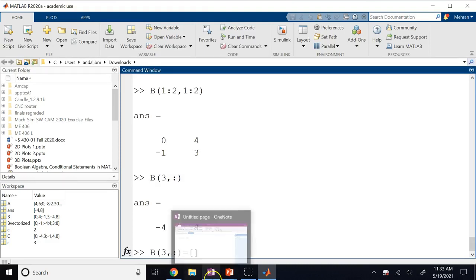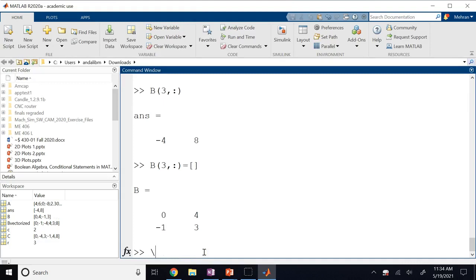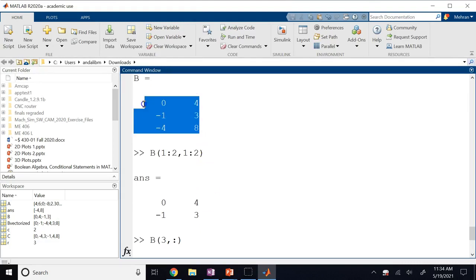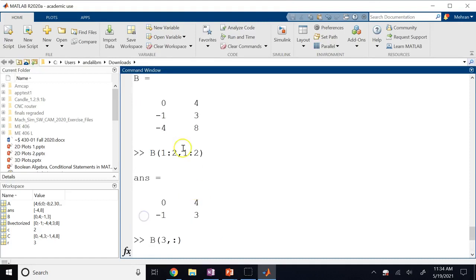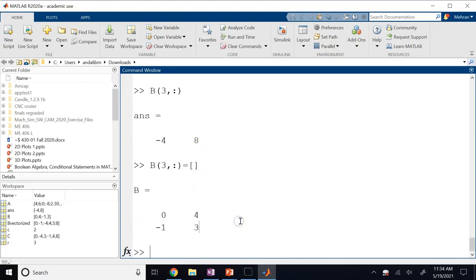Anytime you set a portion, a part of a vector or a matrix, of course you cannot do it on everything you can imagine, but I'll tell you what conditions you need. But if you set anything to empty bracket, it means get rid of it. Look. Did you see what happened to B? B was this guy. Now I said get rid of the third row, and look, now the third row, which was -4 and 8, is gone.